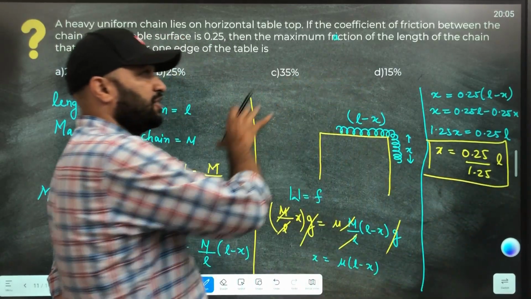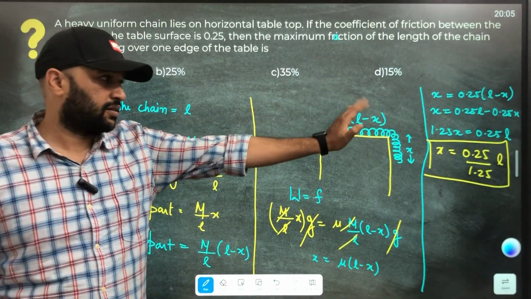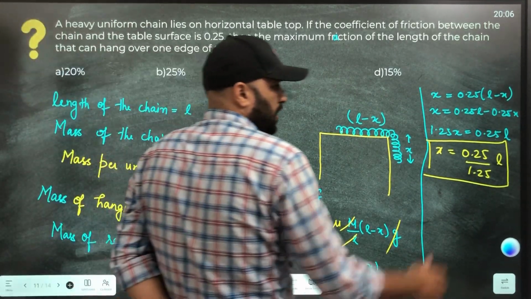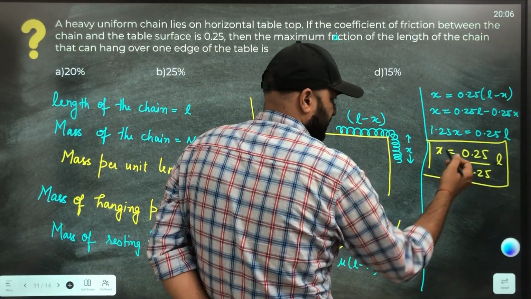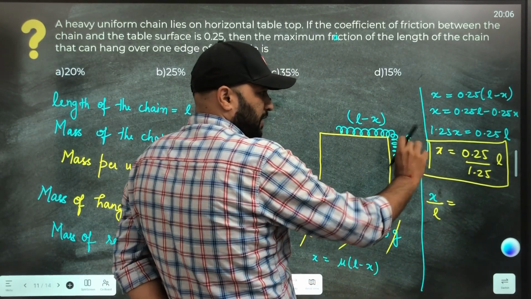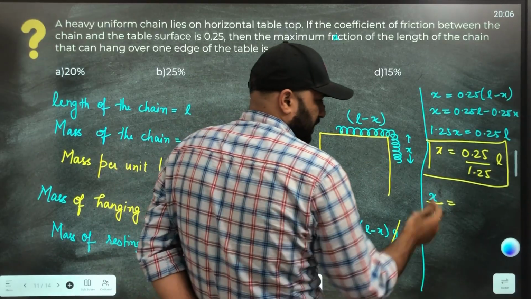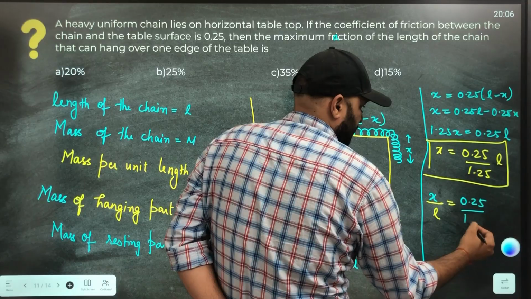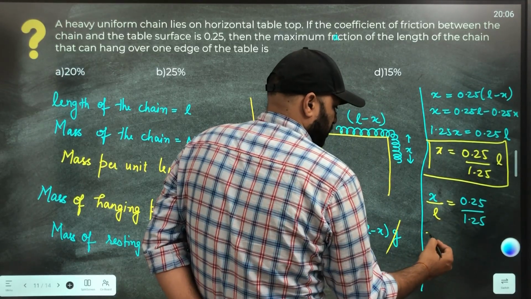But they are asking for the fraction. The fraction means X upon L into 100. Clear? That is what we have to find. L is the total length of this whole thing. So let me take L to the other side, and let's multiply on both sides with 100.